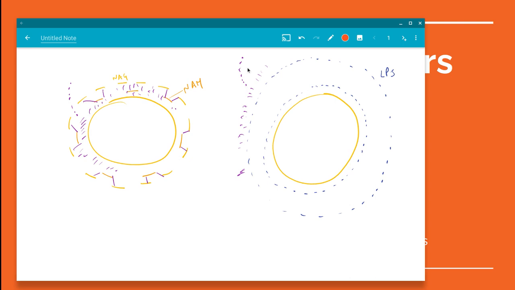So if you see bacteria, what does it indicate? It has taken up gram stain. That means it will be gram positive. But if you are not seeing anything, that means you have no clue whether the bacteria is really present over there or not.